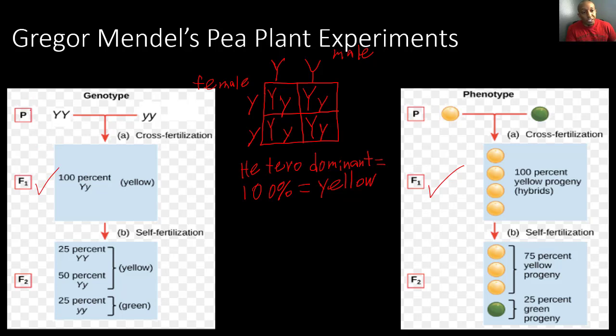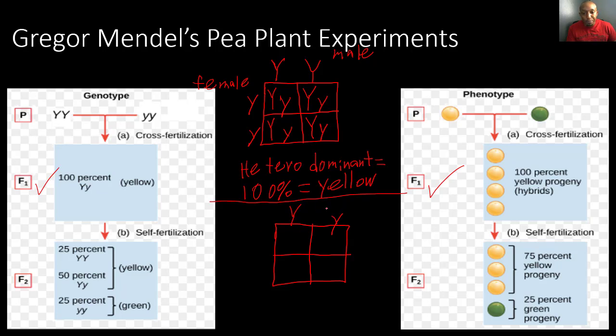Remember, this F1 generation came from the parent generations up here. Let me go ahead and draw a line across and show you what he did. Let's make another Punnett square right here. Remember, in that F1 generation, 100% of them were heterozygous dominant. That means all of them were yellow peas.